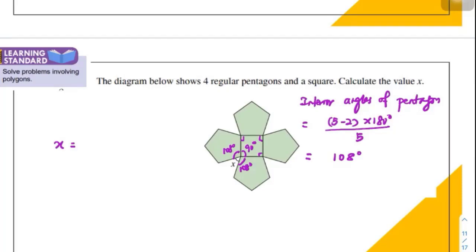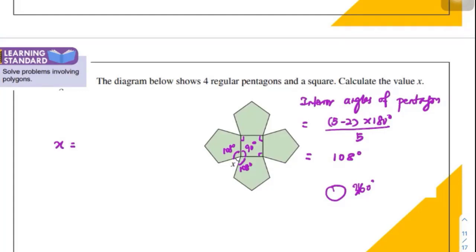So one whole turn is 360. Now you have here 108, 108 and 90. So how to get the x? We take 360 minus what? 54 degrees. x is 54. Okay.